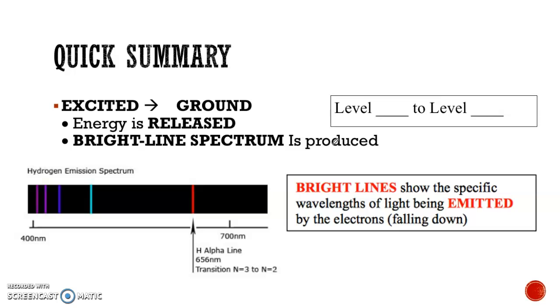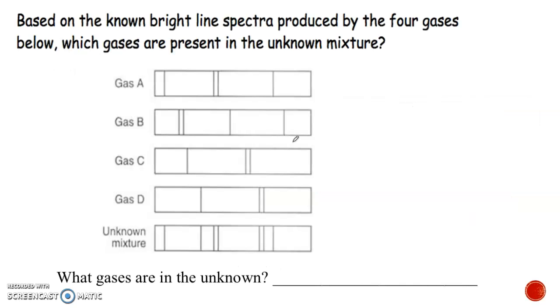Then when we go from excited to ground, that's basically us going from level 2 to level 1. Energy is released. This is where we produce the bright light spectrum. The bright light shows the specific wavelengths of light being released by the electron. So when we go from ground to excited, we absorb energy and produce a dark line spectrum. When we're going from excited to ground, energy is released. We produce the bright light spectrum.